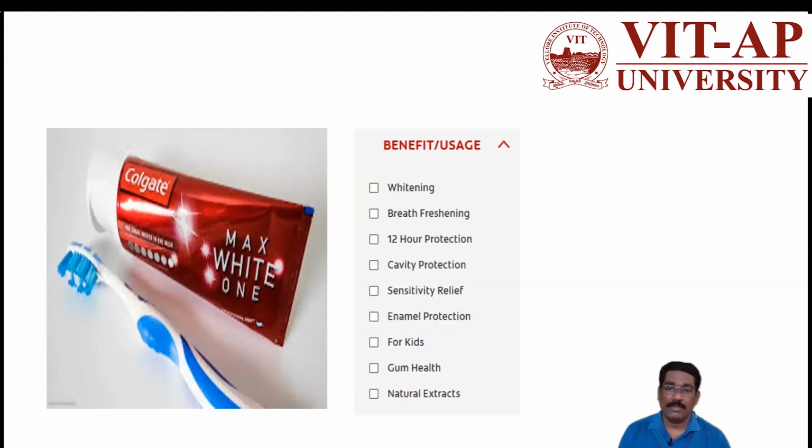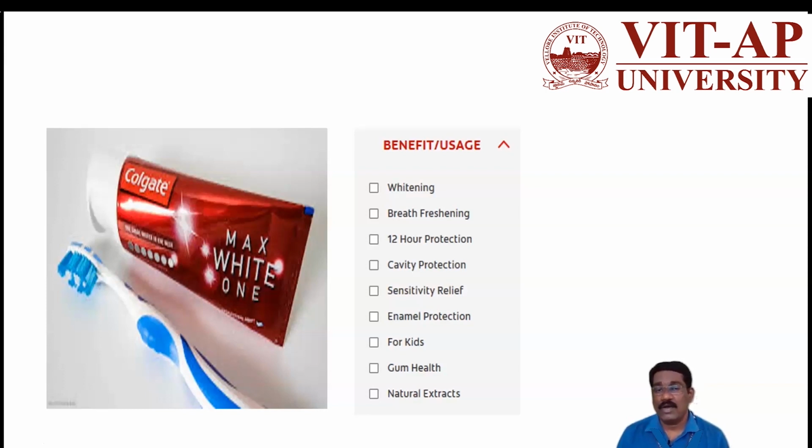So let's talk about the benefit from Colgate. As a consumer, they expect whitening of teeth, breath freshening, 12-hour protection, cavity protection, sensitivity relief, and enamel protection, and you have paste which should be not so hard. It should be very mild for kids, and there are certain pastes which address the health of the gum.